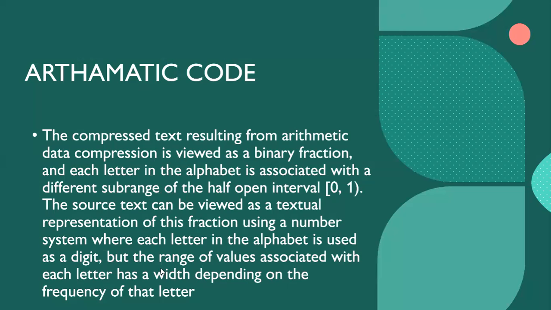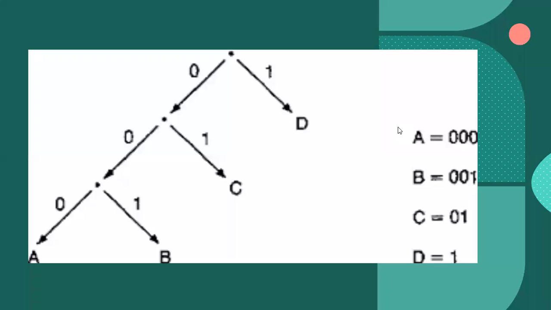And these are the conditions followed in arithmetic code. This is the diagram representing A, B, C, D and 0, 0, 1, 1, 1. If you want to store the data, A is equal to 0, 0, 0, B is 0, 0, 1, C is 0, 1, and D is 1.